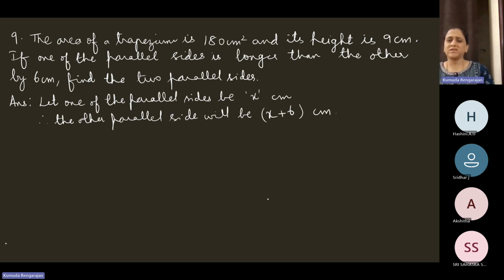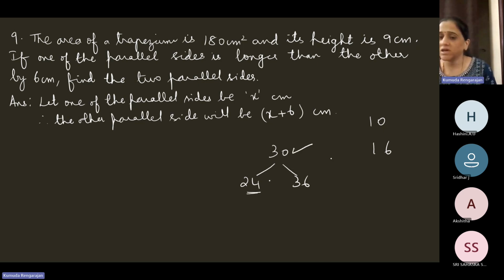So one is longer than the other by 6 centimeter. One side is longer than the other by 6 centimeter. So like if one is 10, the other is 16. If one side is 10, the other is 16. Or say if one side is 30, and if this is the longer side, no. See, if one side is 30, the other one can be 24 or 36. If this is the longer one, then the other side is 24. If this is the shorter one, then the other one is 36. It depends.